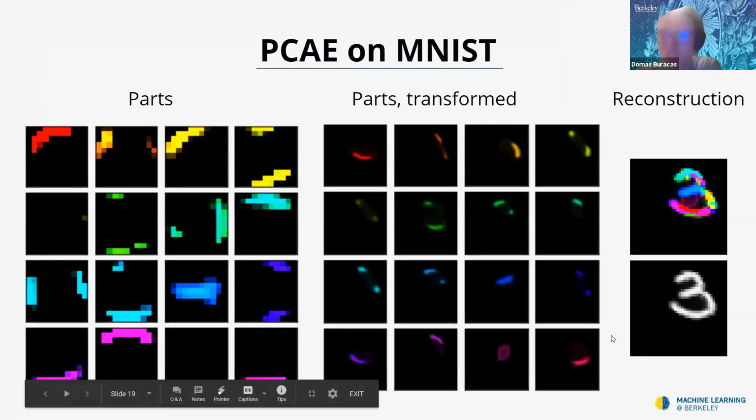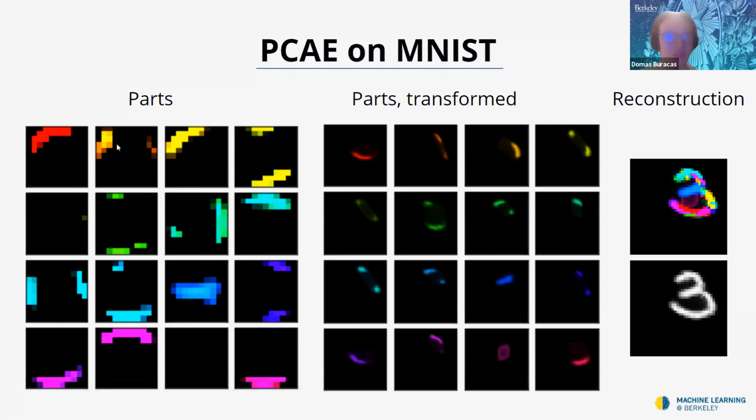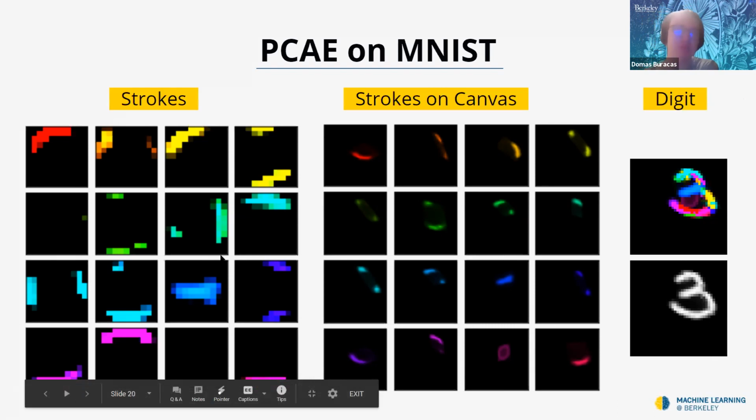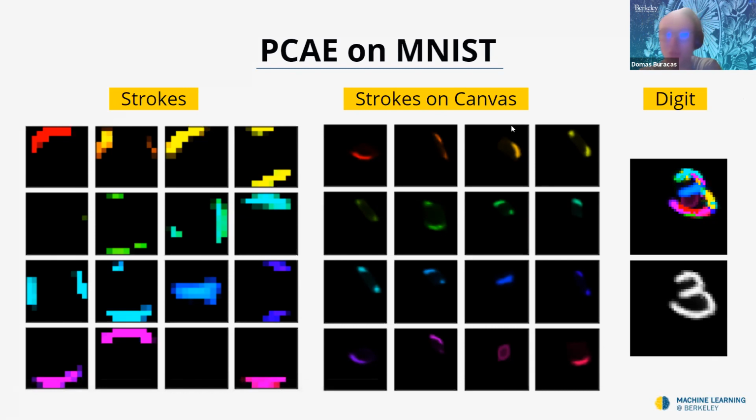And here are some visualizations of what the composition looks like. These are the learned templates or parts, which are then transformed and concatenated together to form this reconstruction. You can sort of track using this color coding how each thing comes together to have this final result. And this is the reconstruction without the colorization. So you can see it's a very realistic looking digit. You can interpret these templates that it learns as strokes. The transformations are like strokes on a canvas, and your final thing is the digit, of course.